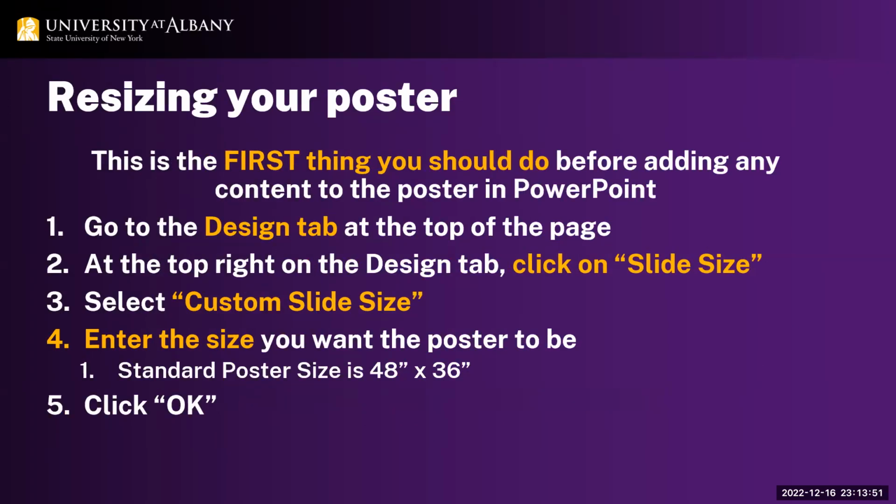The first thing you need to do is resize your poster. This is important because if you do not resize it and you resize it at the end, all of your information will need to be adjusted to the correct size. Go to the Design tab at the top of the page, and at the top right of the Design tab, click on Slide Size. Select Custom Slide Size, enter the size you want the poster to be. The standard is 48 inches by 36 inches. Select OK, and your poster is now in the correct size to add your content. If you're utilizing one of the CURCE templates, we've already done this for you, so that's step 1 done.